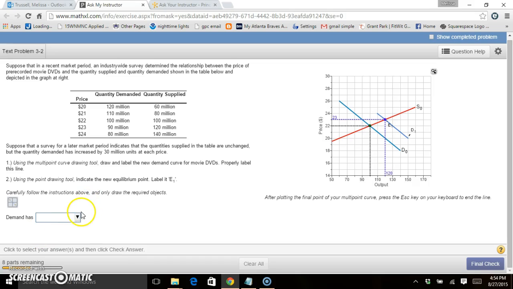Alright, so next we want to decide whether demand has increased, decreased, or remained the same. And you can tell this by looking at the graph and see that our old demand curve was here on the left. Our new demand curve is to the right of that. Anytime it shifts to the right, it means it has increased. A shift to the left would be a decrease. Staying in the same place would be neither. And a shift to the right is an increase. So we can say that demand has increased.